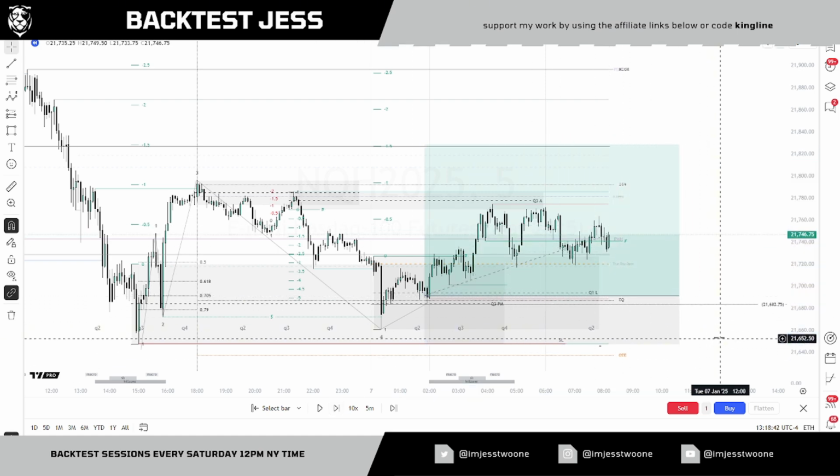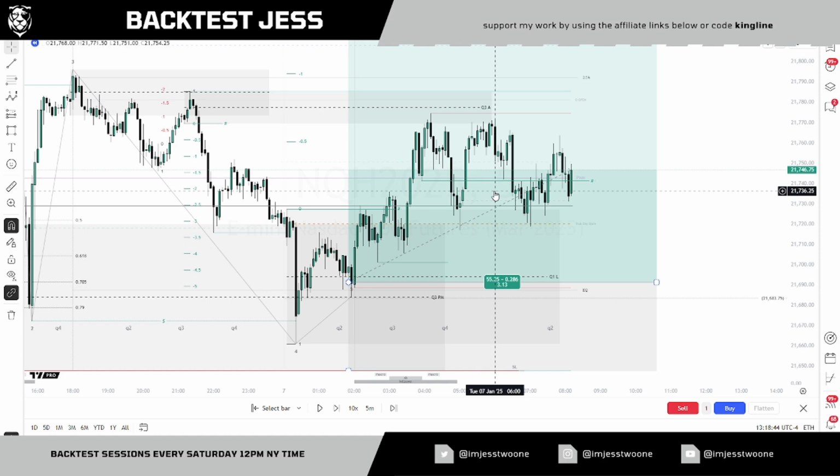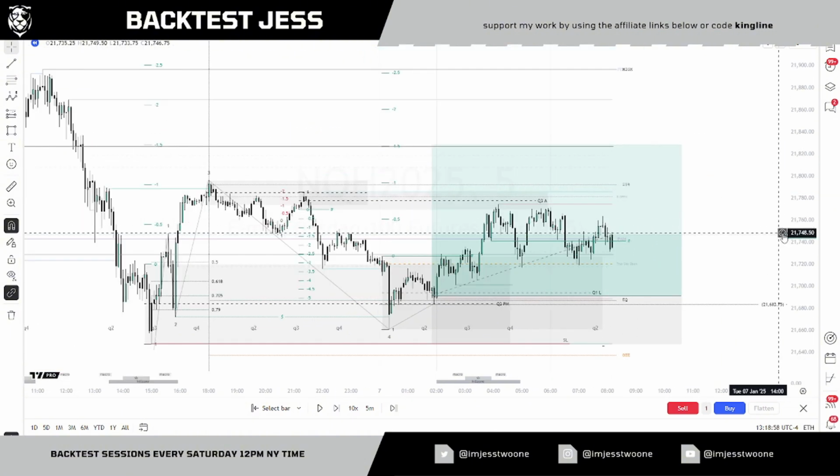I don't think that we did already close this 4-hour candle. So the 4-hour closed here at 2 a.m. or at 6 a.m. Sorry, closed here. We were in profit. We're going into the next 4-hour candle now.